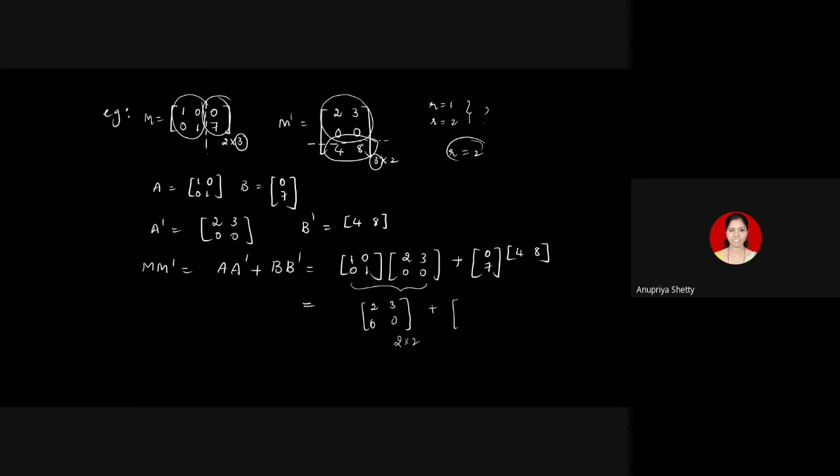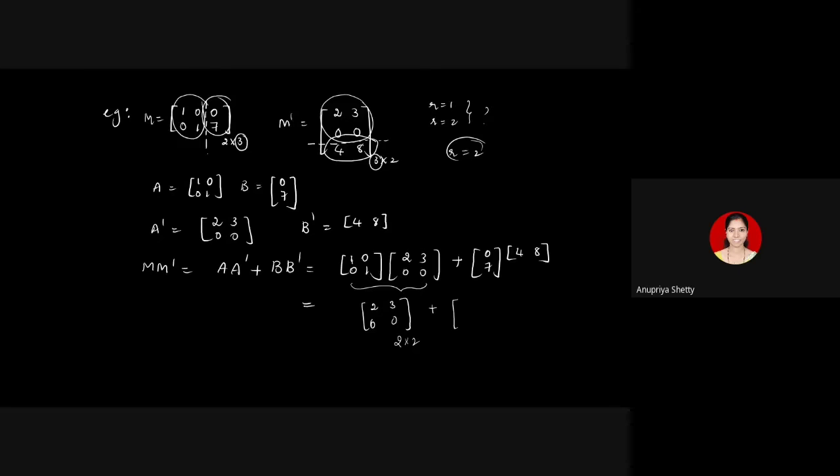How many rows does the first matrix have? This matrix, 0 1 7. Row. Now how many rows? 1 0 7? 2 rows are there. Yes. How many columns does the second matrix have? 2 columns.